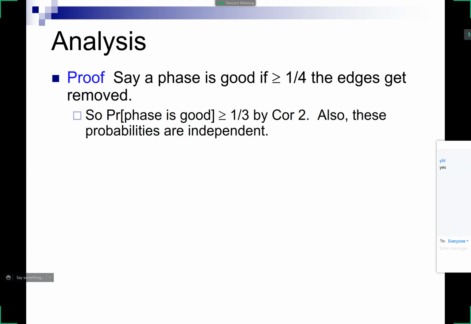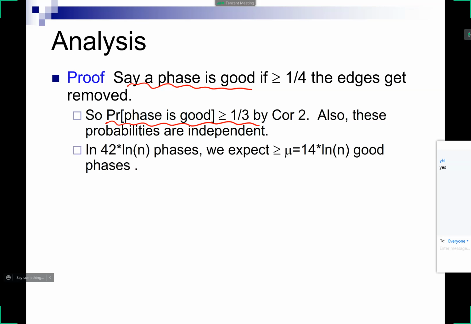We said that with at least 1/3 probability, you take out at least 1/4 of the edges in a phase. So we're going to say that a particular phase is good if this actually happens, if we actually take out 1/4 of the edges. Therefore the probability that a phase is good is at least 1/3. Also, all of the phases are independent from each other, because in each phase you pick a completely new random number. None of the phases affect each other, so they're all independent.